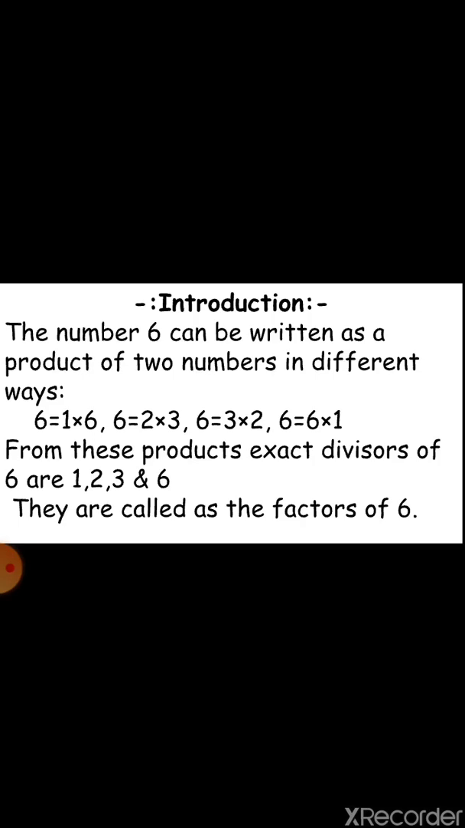The number 6 can be written as a product of two numbers in different ways. 1 multiplied by 6, 2 multiplied by 3, 3 multiplied by 2 and 6 multiplied by 1. From these products, exact divisors of 6 are 1, 2, 3 and 6. They are called the factors of 6.